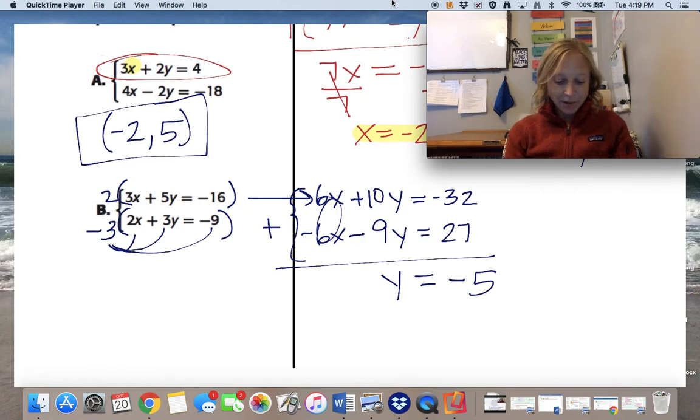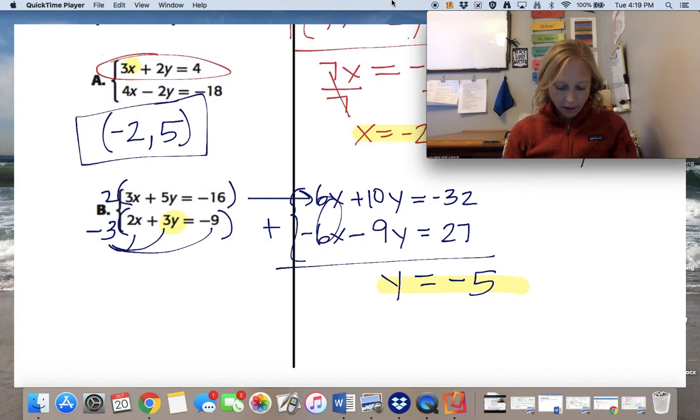All right, now we're going to find x. We're going to use one of our originals. Don't use one of the ones you multiplied. That's just doing the most. So I'm going to put a negative 5 in for y. I'm going to use that bottom one. The numbers are a little bit smaller.